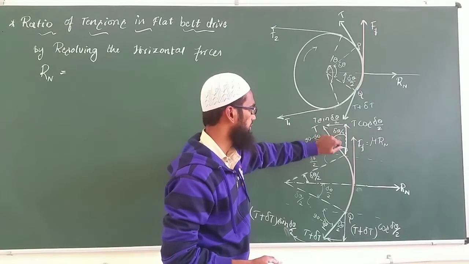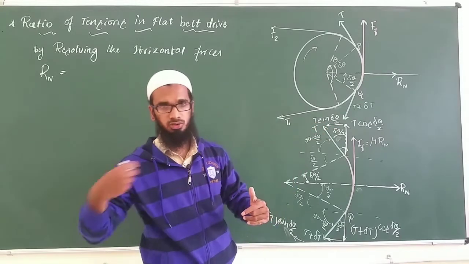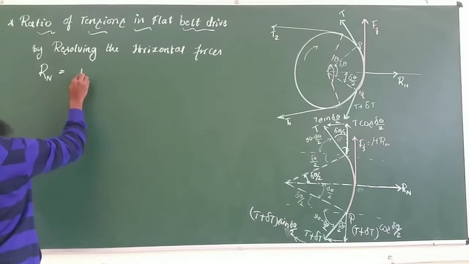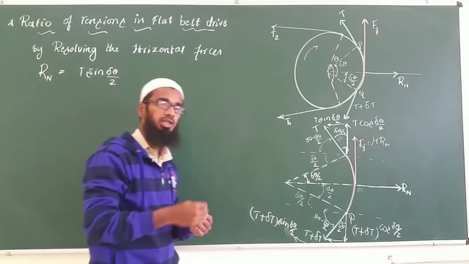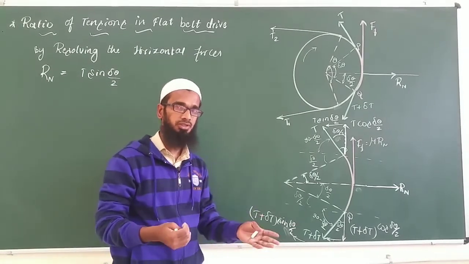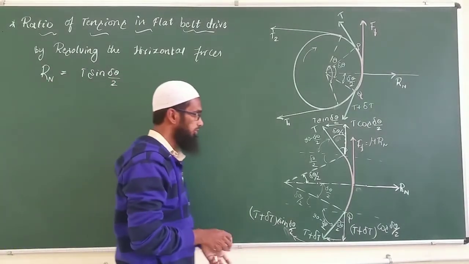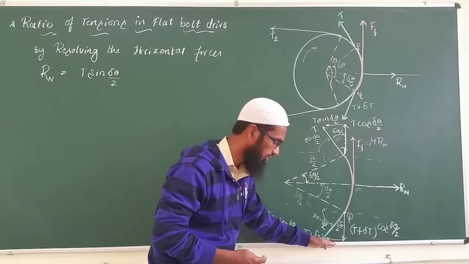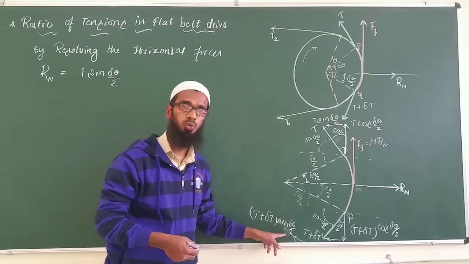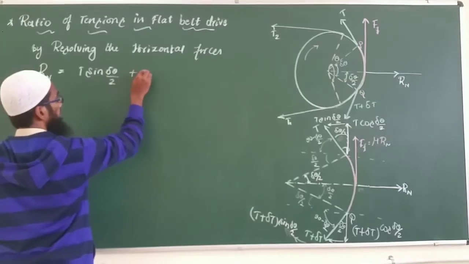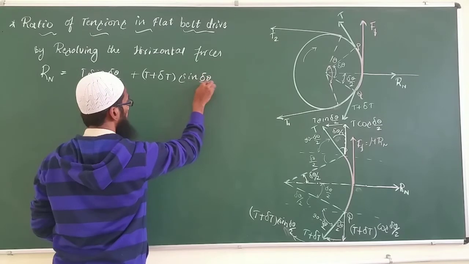Now you can see in this component T sin(dθ/2), which is acting horizontally but towards the left hand side. I'll take the left hand side forces equal to the right hand side forces. The normal reaction is acting on the right hand side, so I have taken it on the other side. Similarly, here also there is one horizontal component, that is (T + dT) sin(dθ/2). I'll take (T + dT) sin(dθ/2).